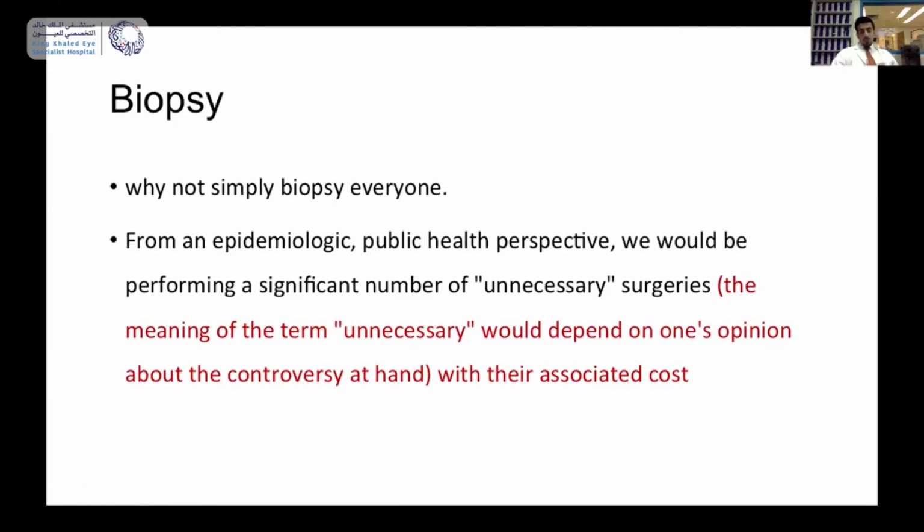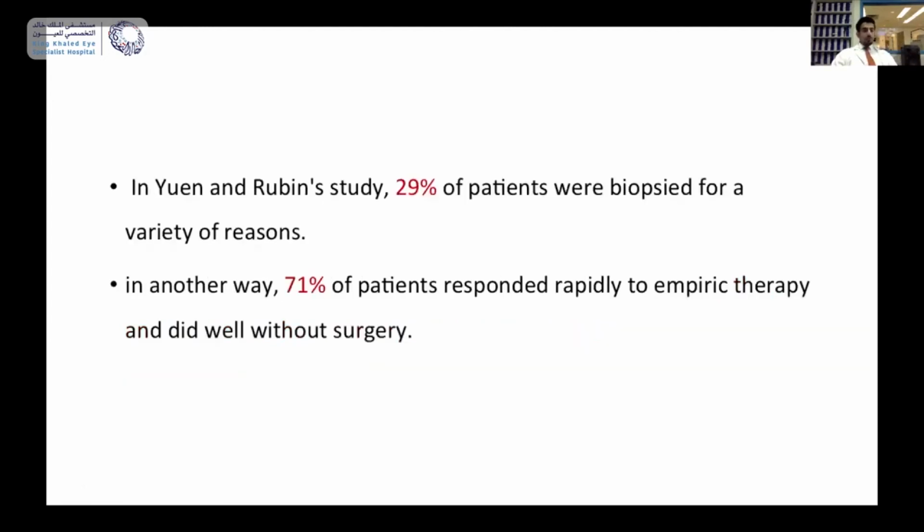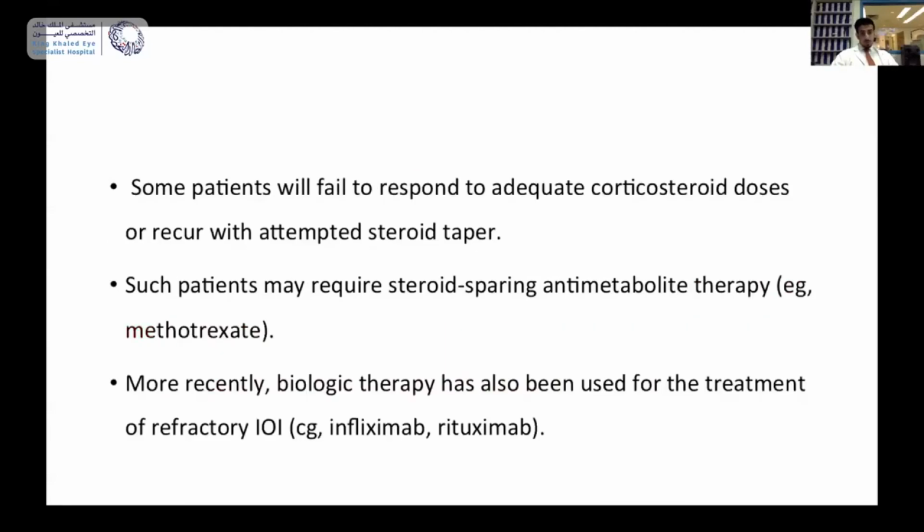Well, from an epidemiologic and public health perspective, some might say that you're performing a significant number of unnecessary surgeries. And the meaning of unnecessary depends on one's opinion about the controversy at hand. You remember the study we spoke about at the beginning, or this one.